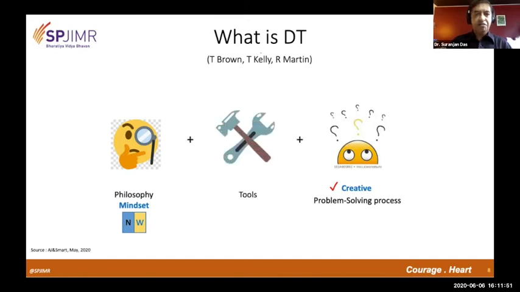And of course, we need some tools. So design thinking will also give you some tools. So broadly, we'll say it's a philosophy. It's a mindset to look at things from a very different perspective. Plus, we have some tools, and we will try to walk you through some of those tools. And once we have the tools, we look at a problem and see if there are creative ways, interesting ways, ingenious ways to solve that problem.